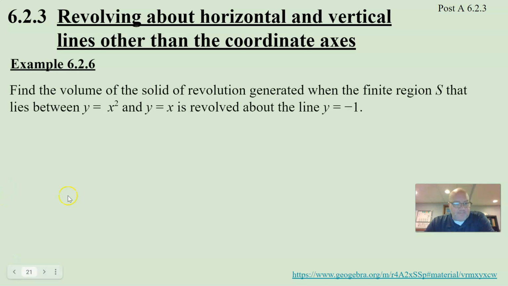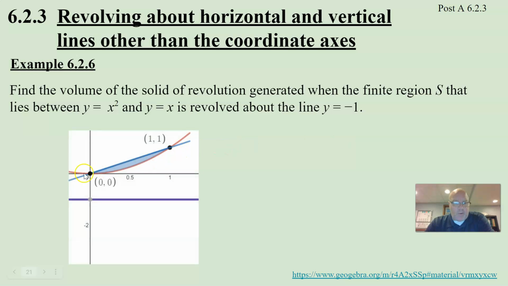So here's an example. Find the volume of the solid of revolution generated when a finite region S that lies between y equals x squared and y equals x is revolved about the line y equals -1. There's the new stuff. We're not revolving it around a y-axis or an x-axis. It's about the line y equals -1.